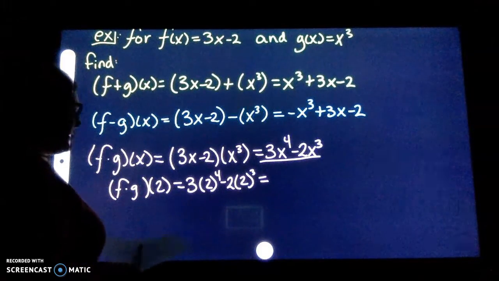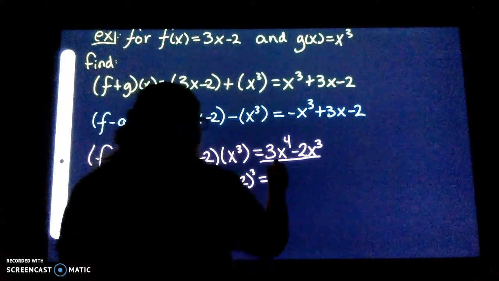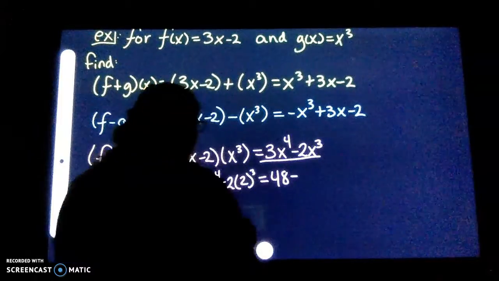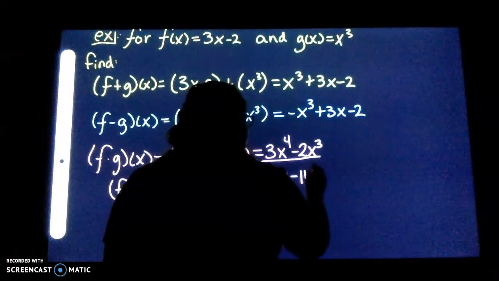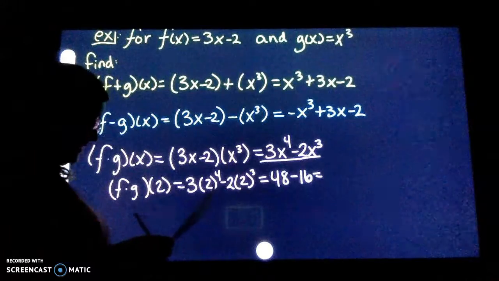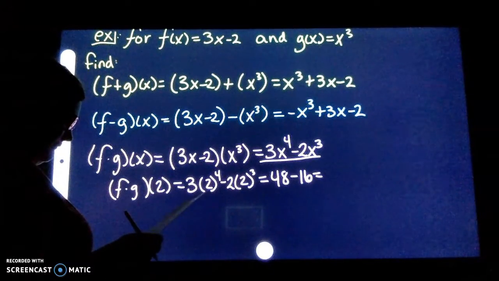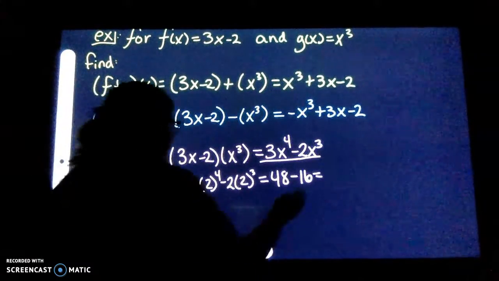2 to the 4th is going to be 16, times 3 is 48, minus 2 cubed is 8, times 2 is 16. I get 48 minus 16, and that's going to equal 32.